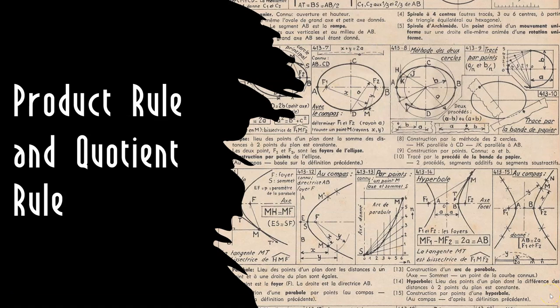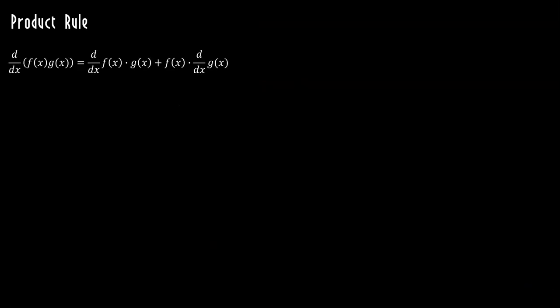In this video, I will introduce the product rule and the quotient rule and go over examples of both. First off, the product rule. It looks a lot worse than it is. When we take the derivative of an f times a g, you take the derivative of one, leave the other alone, and then vice versa. Leave the f alone, take the derivative of the g.